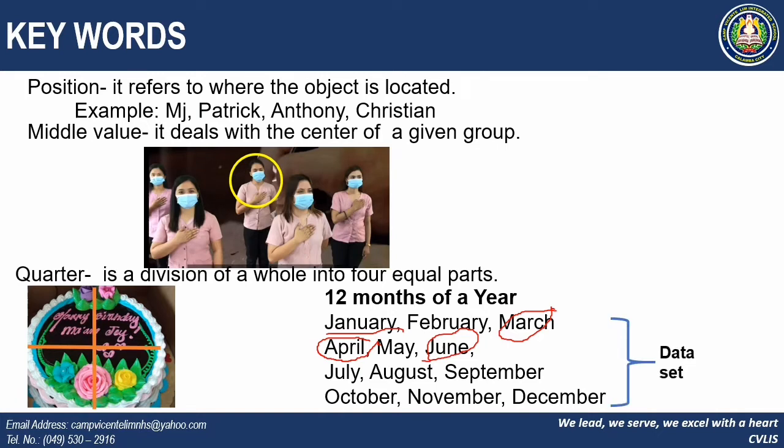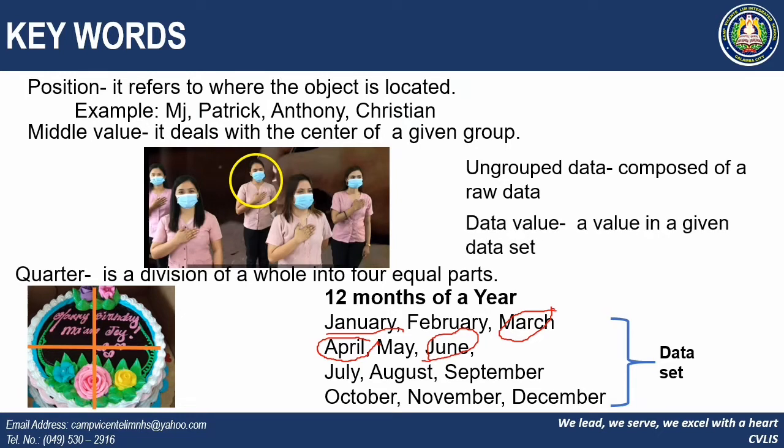They are called the data set. A data set can also consist of letters, numbers, symbols, and more. Ungrouped data is composed of raw data. A data value is a value in a given data set.